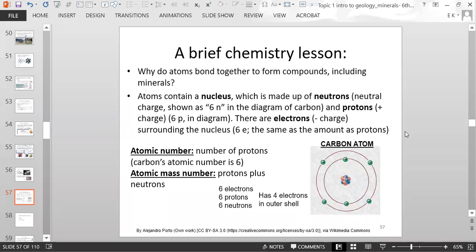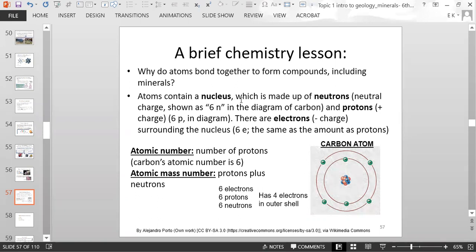So here we're just going to do a brief chemistry lesson before we move on to discussing bonding of atoms and discuss how minerals actually form. So why do atoms bond together to form compounds, including minerals? That's what we're going to answer.